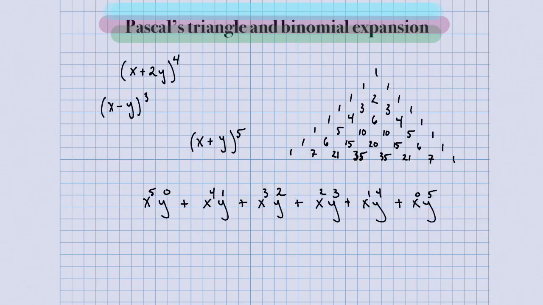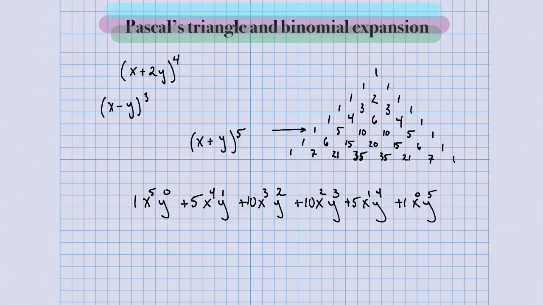So looking here at the line, that's going to be a 1. This is going to be a 5. This is a 10. This is a 10. This is a 5. And this is a 1. Pretty simple, pretty self-explanatory. We're just taking these numbers and putting them out front here. And there you go, there's the first one expanded.